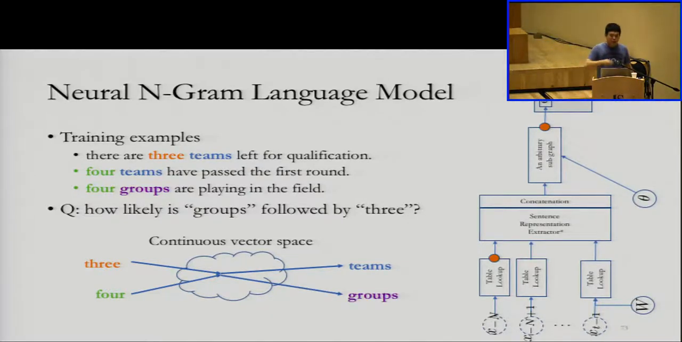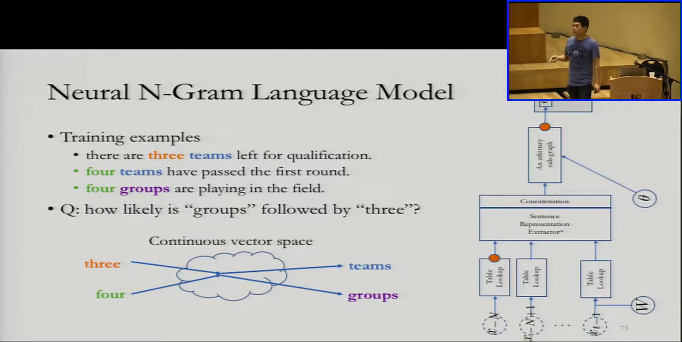And then you notice that the third example is 4 groups. Now, 4 and 3 cannot be exactly the same, because the probability distribution outputted by the neural net, given the 4, needs to put large enough mass also on groups, right? So it's going to make a slight change. It's a continuous space.